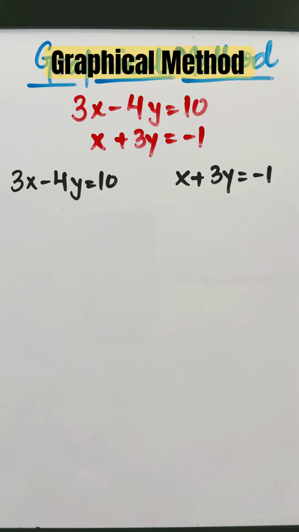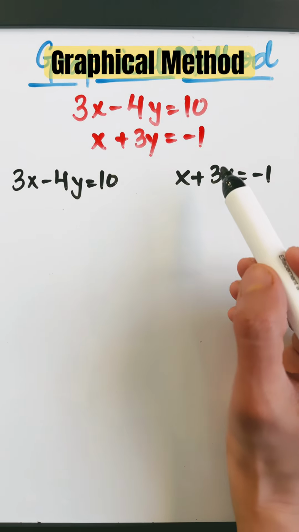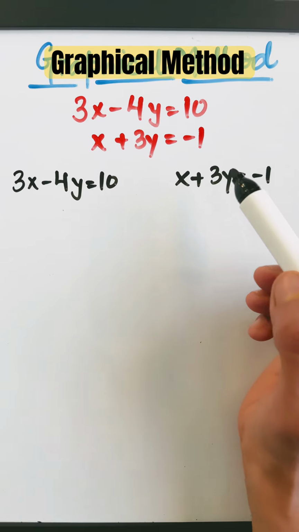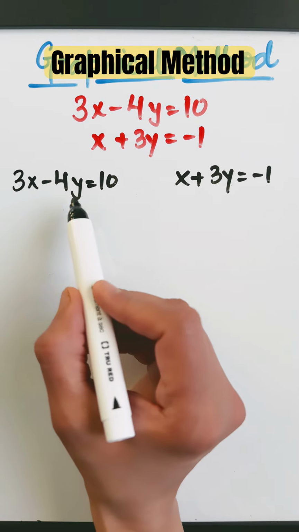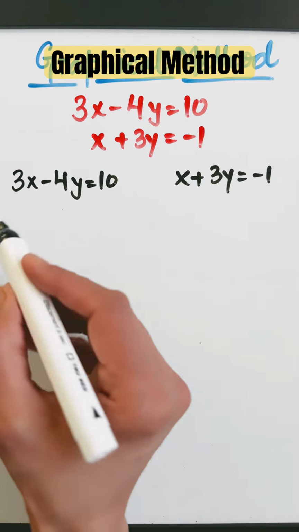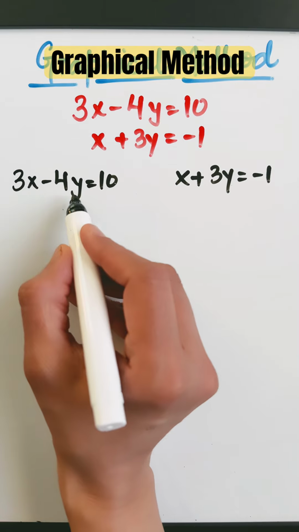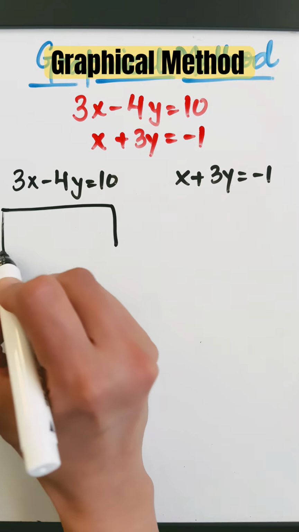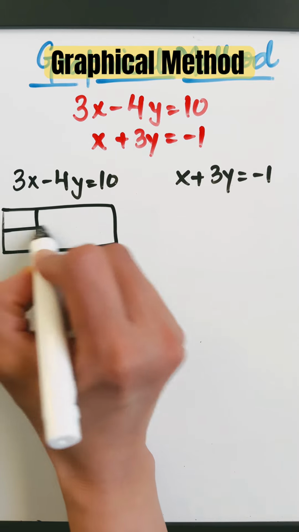In my previous two videos, I solved this system of linear equations by substitution and elimination method. Now let's solve them by graphical method with the help of a graph. So my first equation is 3x minus 4y equals 10. If I want to find the values of x and y to plot on the graph, I would make the table of values which looks like this.